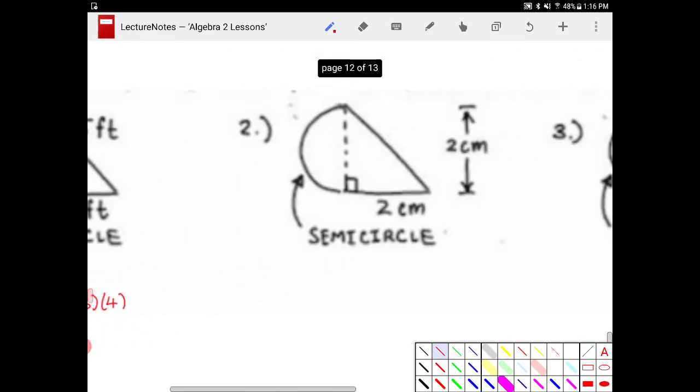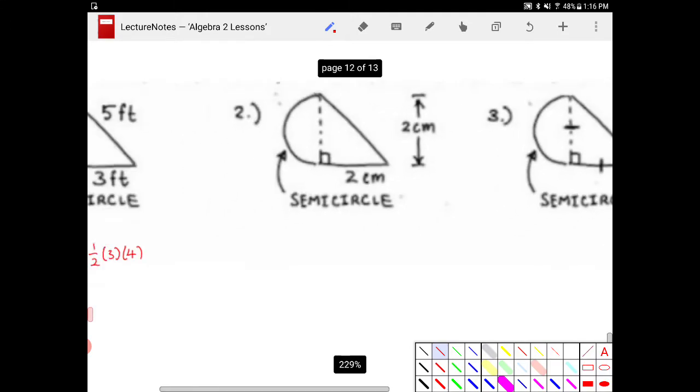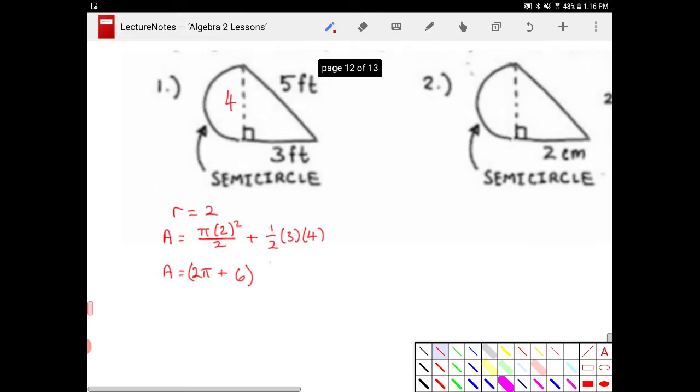All right, moving on. Question 2. Here I'm told, oh, I forgot something really important, my apologies. This is the units. The unit of the dimensions given here is in feet, so therefore this is going to be in feet squared.